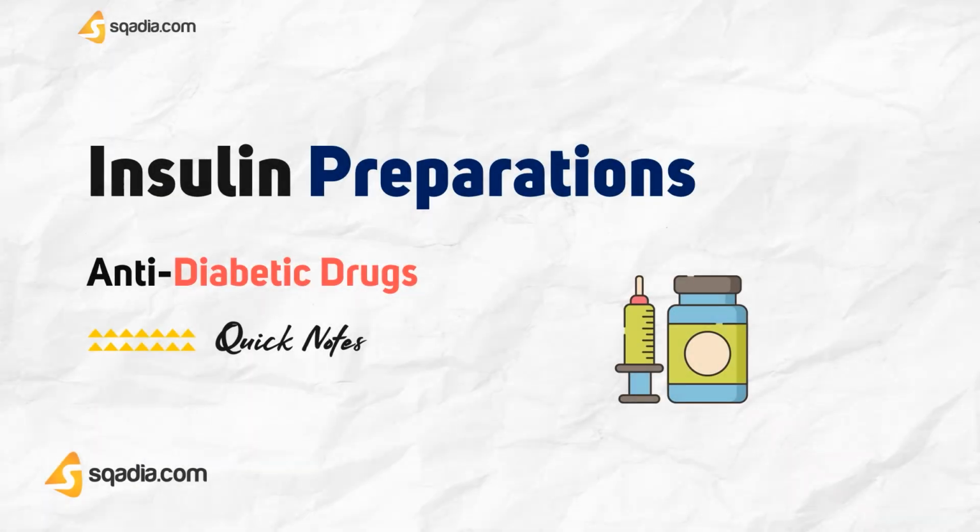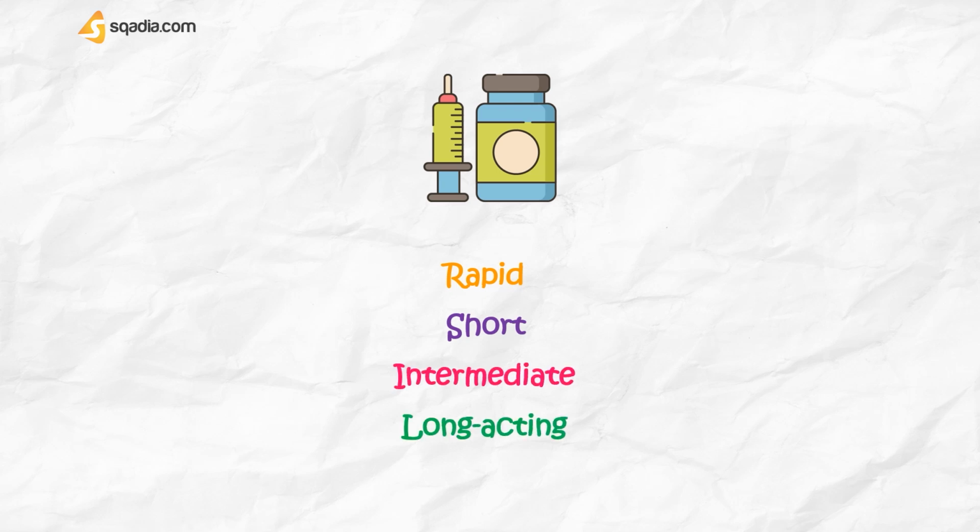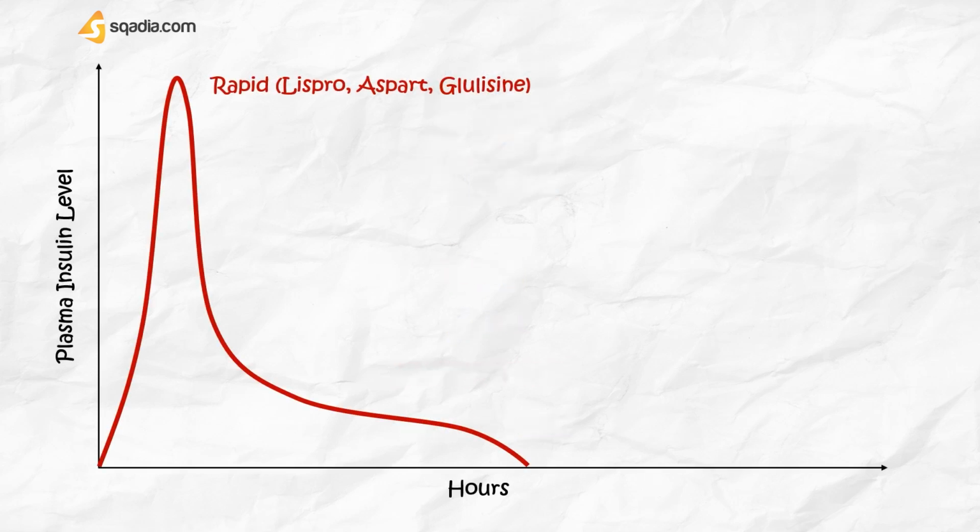We will be talking about insulin preparations now. They are classified as rapid, short, intermediate, or long-acting. Firstly, talking about rapid-acting and short-acting insulin preparations.